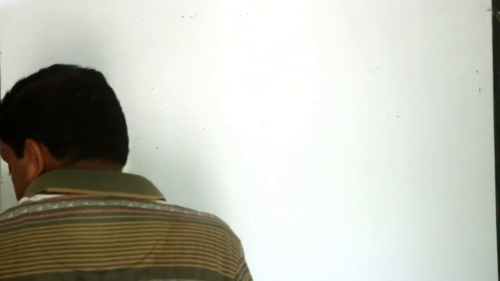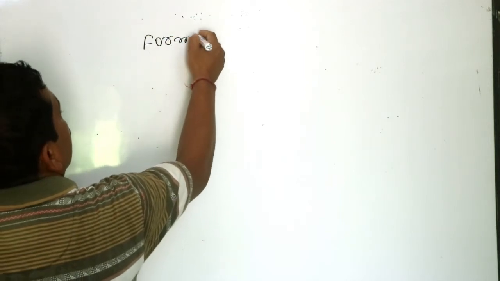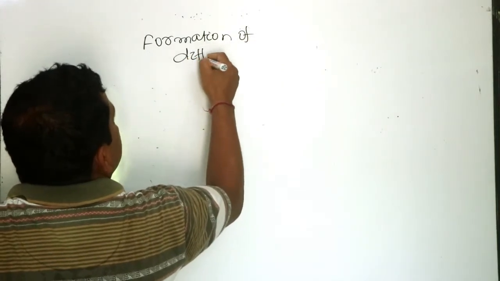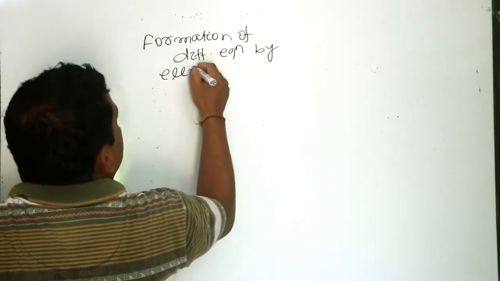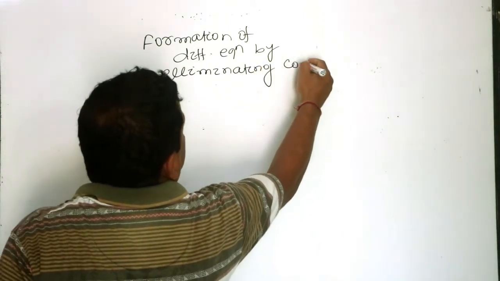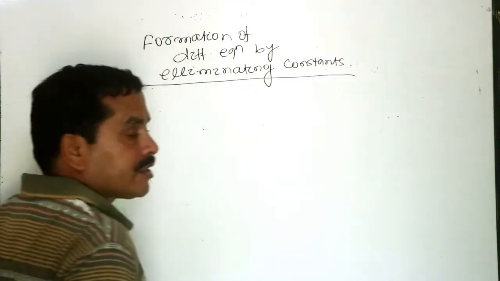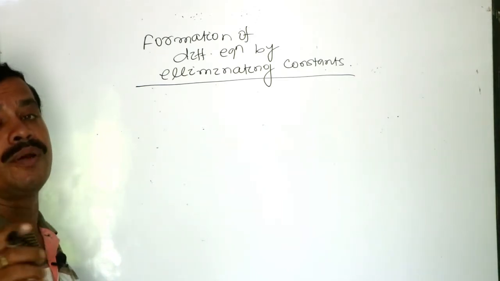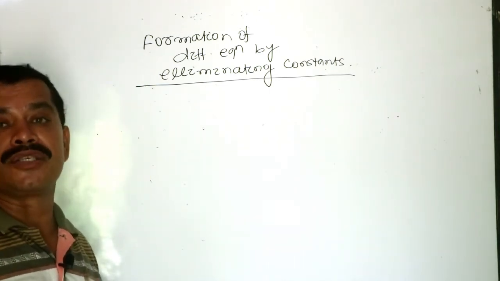Next, we have to discuss about the formation of differential equation, by eliminating constants. Formation of differential equation by eliminating constants. We have given the solution of the differential equation. We have to form the differential equation by eliminating constants.